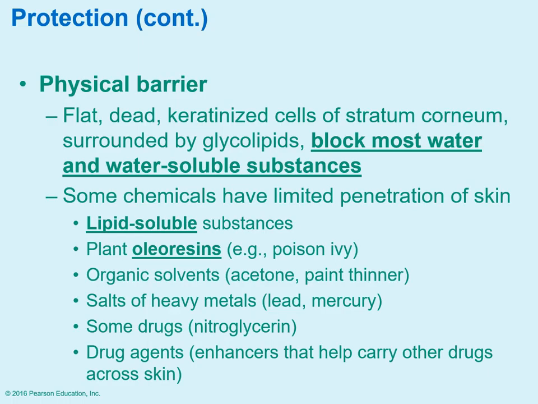Now, some chemicals can penetrate a little bit into the skin. Sometimes your lipid or fat-soluble substances. Some plant substances, such as poison ivy, can penetrate a little bit. Some organic solvents like acetone, paint thinner, some drugs can penetrate through the skin, so we're able to put a patch on and it's able to penetrate through. So it depends on what you're talking about. Some things can pass, some cannot.